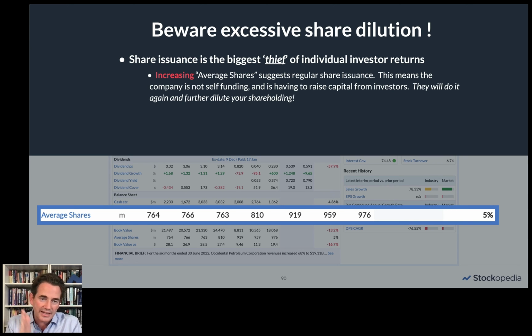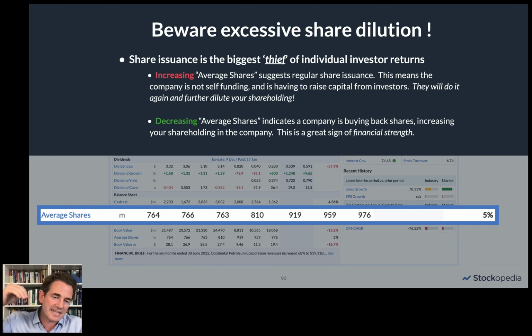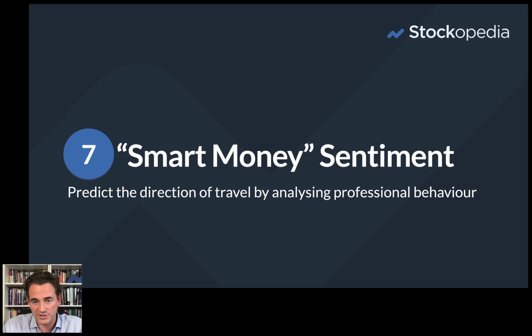And once they start, they do it again and again, and they often further dilute your shareholding. It's much better to see decreasing average shares. It indicates a company may be buying back shares, which increases your shareholding. And this is a really good sign of financial strength. I'll show you probably 1 or 2 shares later who have been rapidly increasing the number of shares in issue.